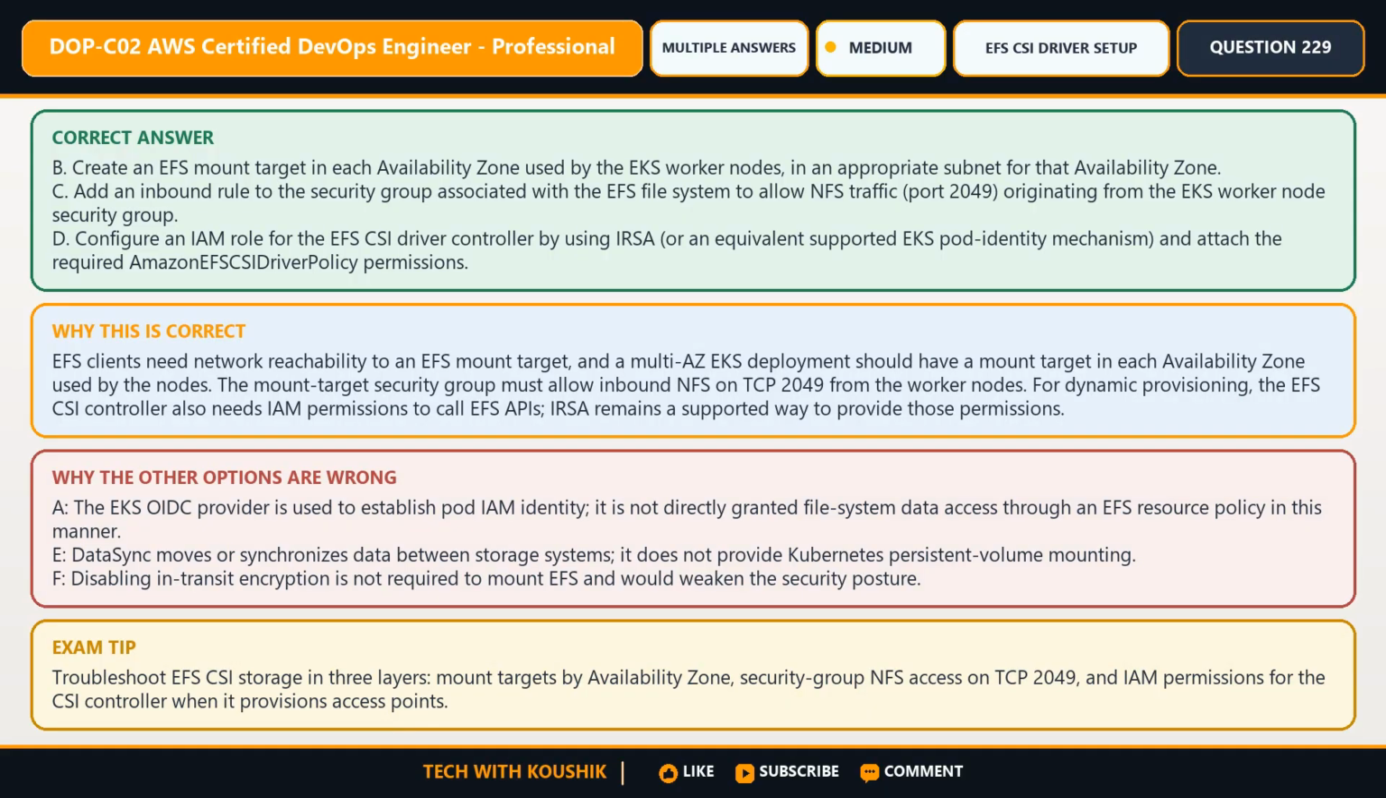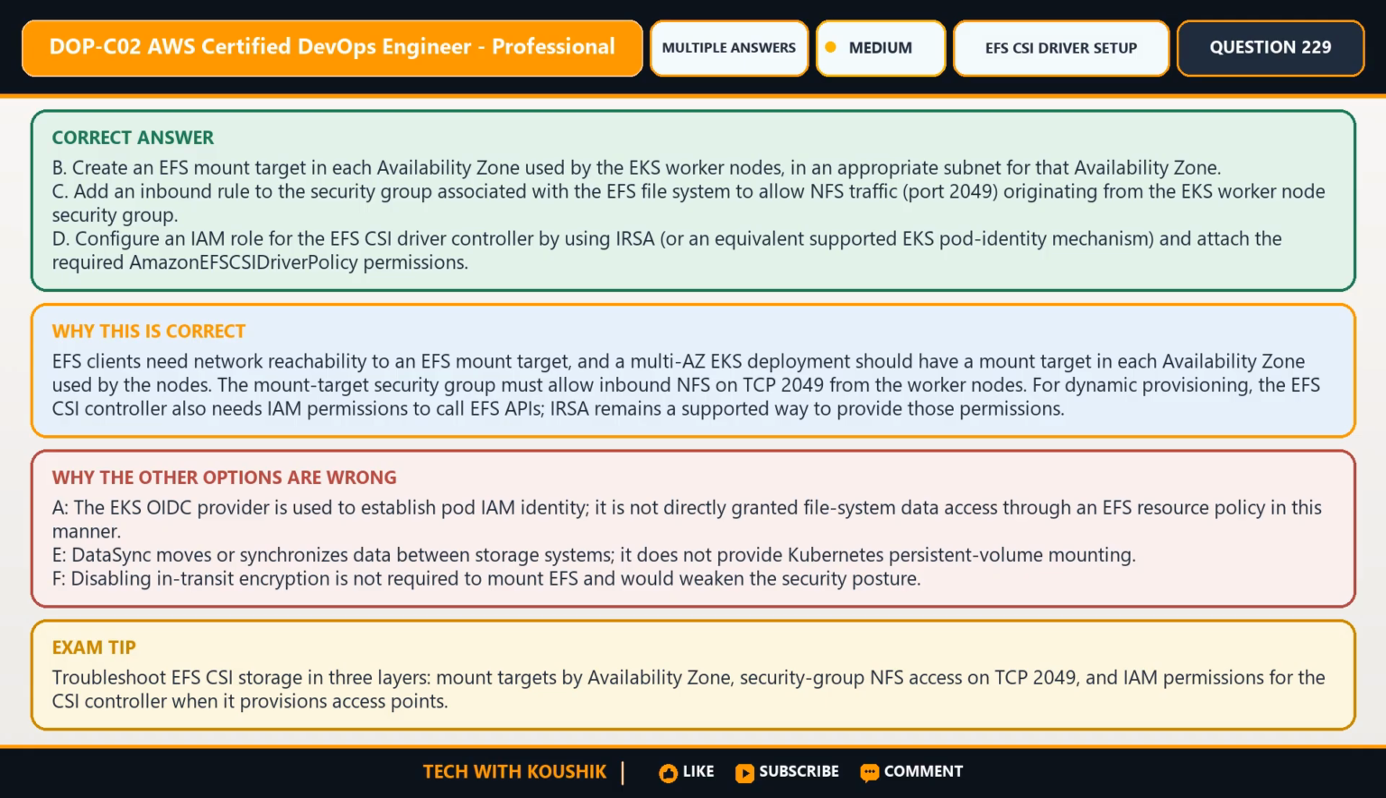The required selections are Option B. Create an EFS mount target in each availability zone used by the EKS worker nodes, in an appropriate subnet for that availability zone. Option C. Add an inbound rule to the security group associated with the EFS file system to allow NFS traffic, port 2049, originating from the EKS worker node security group. And Option D. Configure an IAM role for the EFS CSI driver controller by using IRSA or an equivalent supported EKS pod identity mechanism, and attach the required Amazon EFS CSI driver policy permissions.